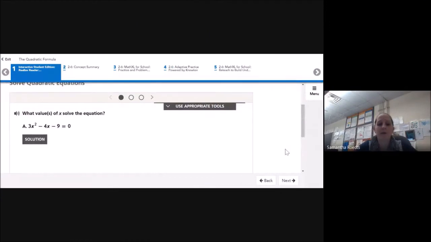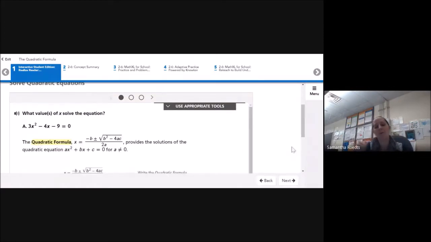All right, what values of x solve the equation 3x squared minus 4x minus 9 equals 0? So the quadratic formula, x equals negative b plus or minus the square root b squared minus 4ac all over 2a, provides the solutions of the quadratic equation ax squared plus bx plus c equals 0 for a not equal to 0.